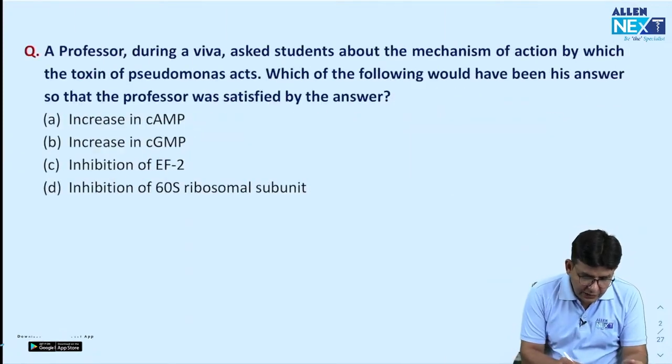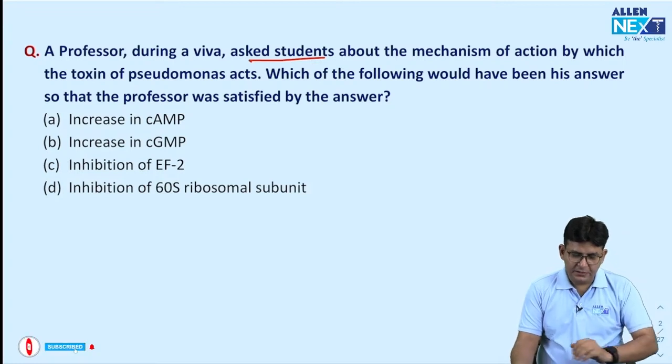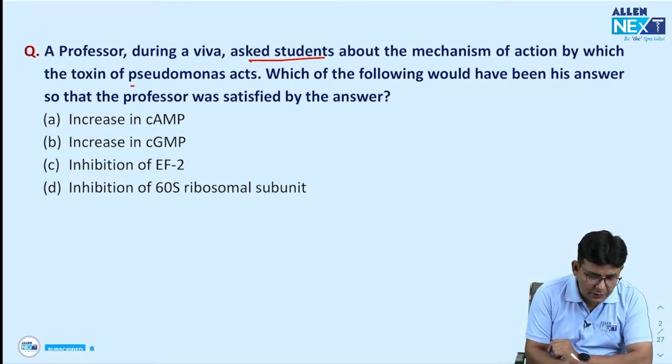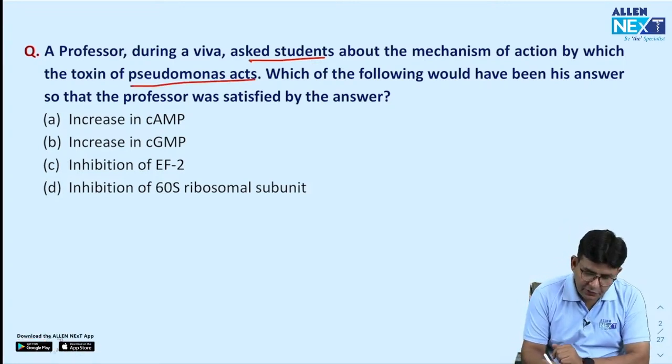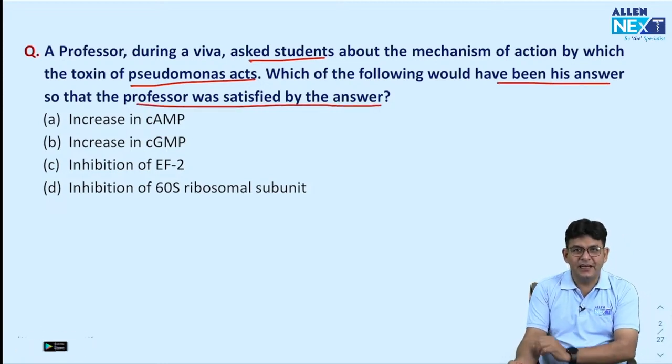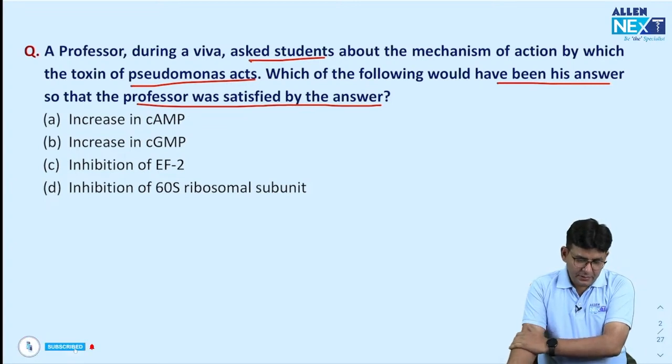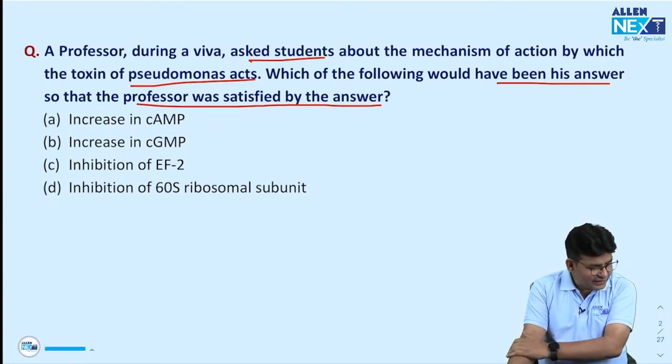A professor during a viva asked the students about the mechanism of action by which the toxin of Pseudomonas acts. Which of the following would have been his answer so that the professor was satisfied by the answer of the student? Professor never gets satisfied. First thing is that.